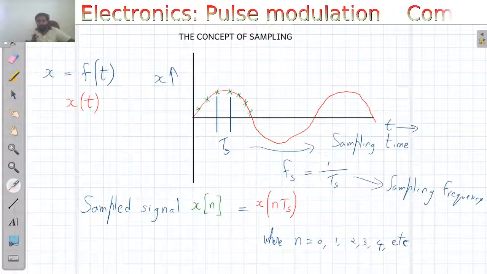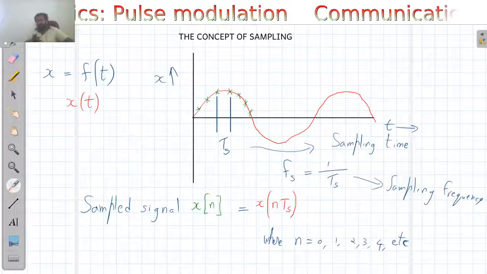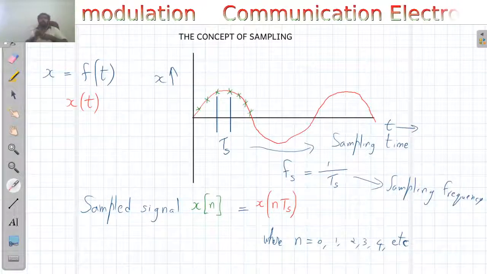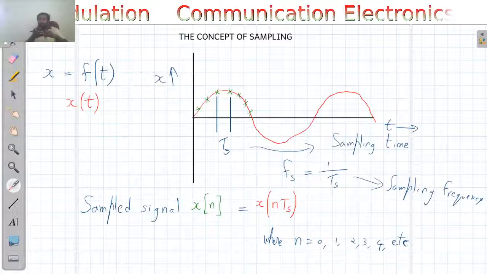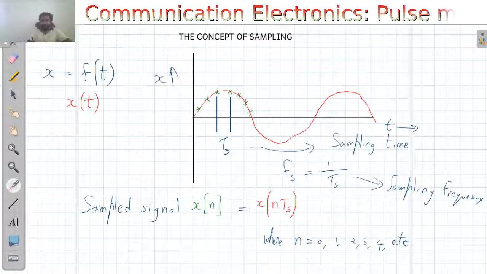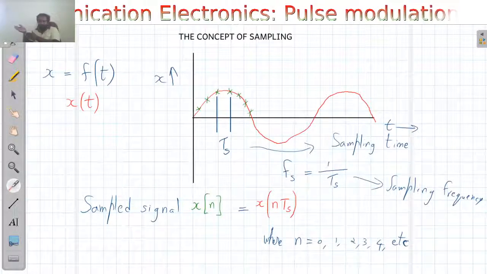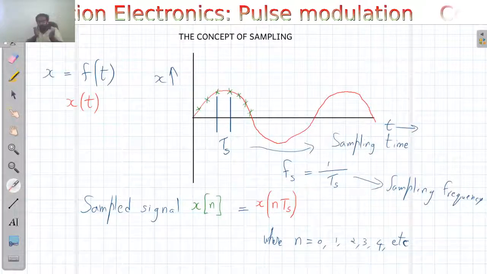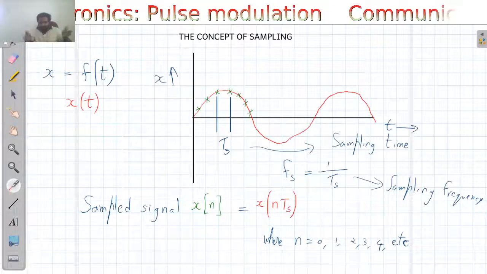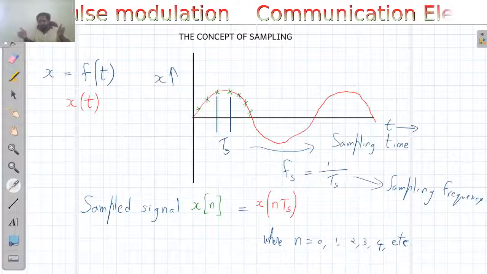The best thing is you have to go for higher and higher sampling frequency. The problem is that if you take a very high sampling frequency, then your data will be much bulkier, or you need to have a very high bandwidth for transmitting that data. Okay. So there should be a trade-off between how many samples you can take and how much quality you have to have in your transmission.